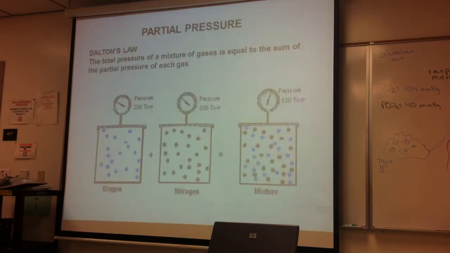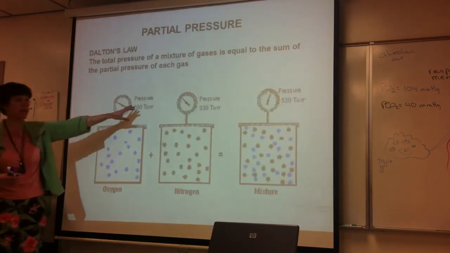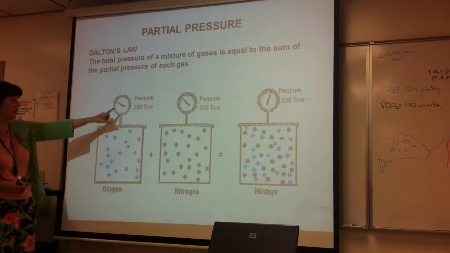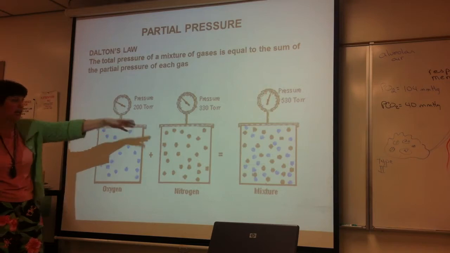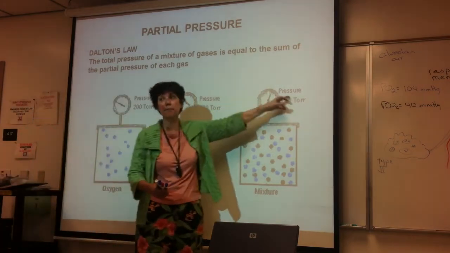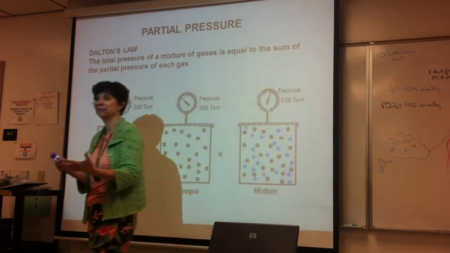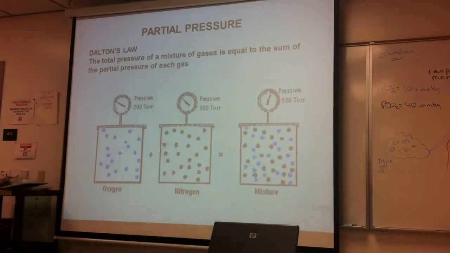And this is just another way of looking at it. Torr is another term instead of millimeters of mercury. So if oxygen has a pressure of, say, 200, nitrogen is 330, the sum of both of those gases in the same container would be adding them together. So they still have the same force even though they're mixed up with another gas. Okay? Any questions on partial pressure?